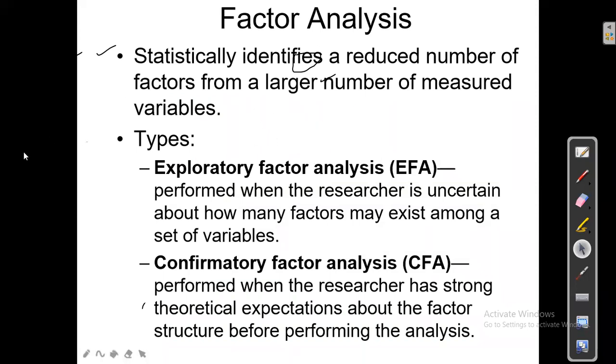When it comes to a technique like factor analysis, which would also be somewhat the idea of PCA that we are going to start today, factor analysis is an interdependence technique, because when you are doing factor analysis, you don't need to mention in advance which variable is dependent and which variable is independent. Rather, the purpose of factor analysis is totally different from the one that we have just discussed. Factor analysis statistically identifies a reduced number of factors from a large number of measured variables.